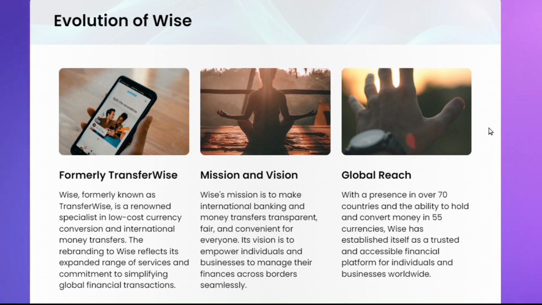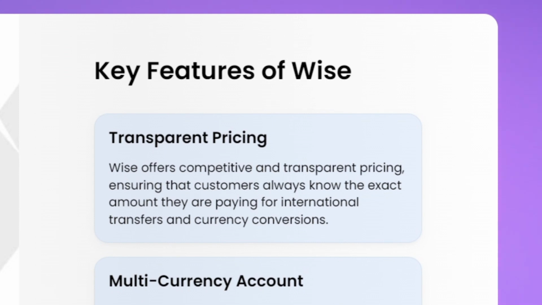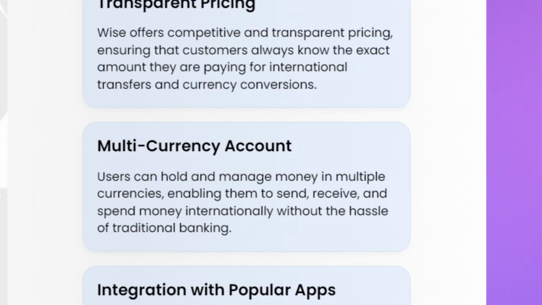With a presence in over 70 countries and the ability to hold and convert money in 55 currencies, Wise has established itself as a trusted and accessible financial platform for individuals and businesses worldwide. Wise has three key features, the first one being transparent pricing. Wise offers competitive and transparent pricing, ensuring that customers always know the exact amount they are paying for international transfers and currency conversions. Second, multi-currency account.